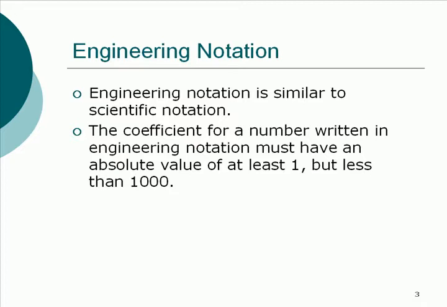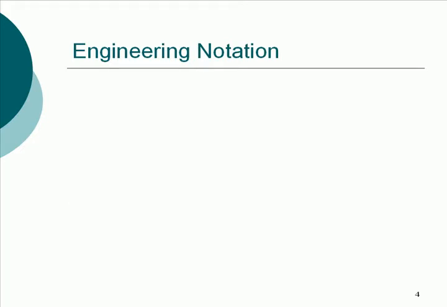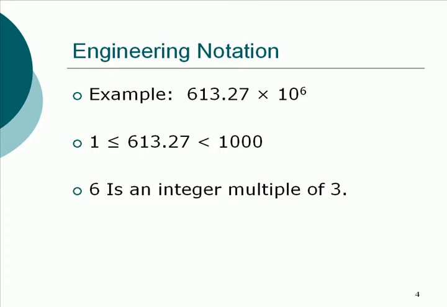But the exponent on 10 is going to be slightly more restrictive. Now it can't be just any old integer. Now it has to be an integer multiple of 3. So let's take a look at an example of a number here in engineering notation. 613.27 times 10 to the 6th. It's in engineering notation because that 613.27 is between 1 and 1,000, and 6 is an integer multiple of 3. And so it definitely is in engineering notation.